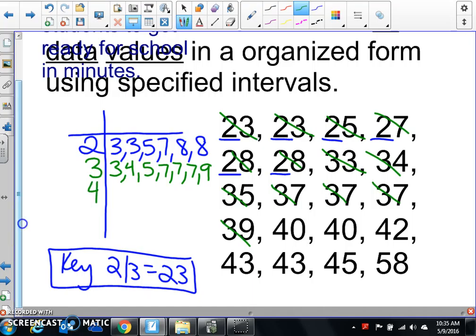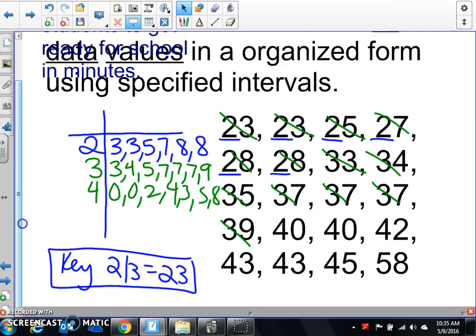And then 40. So 40, 42, 43, 43, 45, and 48. Now, honestly, I know I put commas, but a lot of the times you won't see the commas. So take those commas out. You shouldn't have commas. It should be 3, 3, 5, 7, 8, 8, and then 3, 4, 5, 7, 7, 7, 9, 0, 2, 3, 3, 5, 8. Oh, and then the last one's 58. So 5, 8. All right.